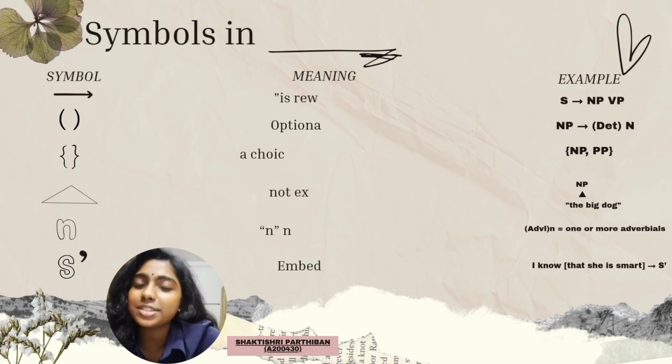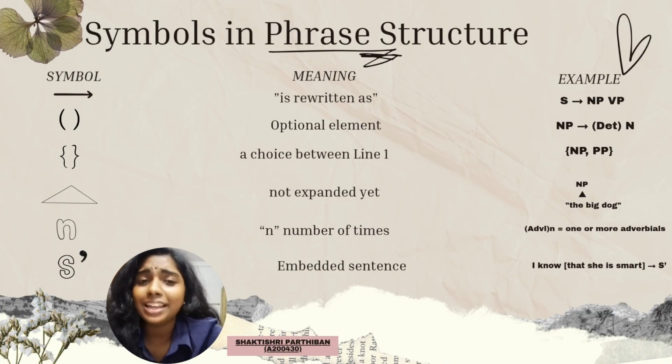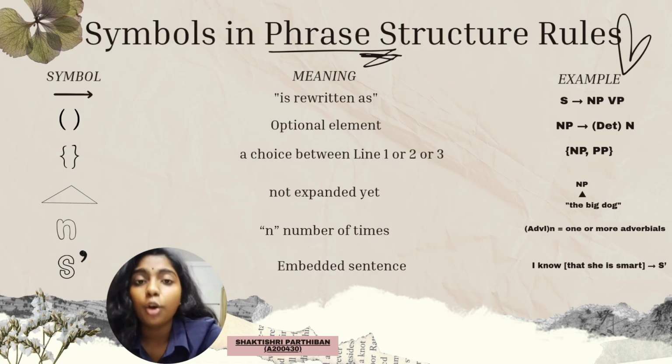Now let's explore the symbols used in phrase structure rules. Let's start with the basic one, the arrow. It means is written as or consists of. So when you see S, arrow, NP VP, it tells us that a sentence is made of a noun phrase followed by a verb phrase. In phrase structure rules, when we see brackets, for example in NP becomes open bracket, determiner, close bracket, it means the word inside the bracket is optional.